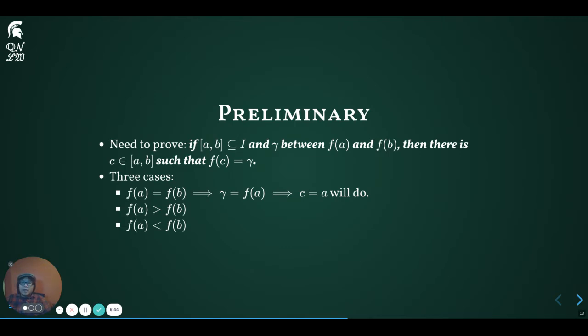Now, there are three cases we need to treat. First, it may be that f(a) equals f(b). In this case, we can just choose c to be a or b and be done with it. So we're down to the more interesting cases where f(a) is either larger or smaller than f(b). In the video, we will prove the latter case. The other case has a very similar proof.